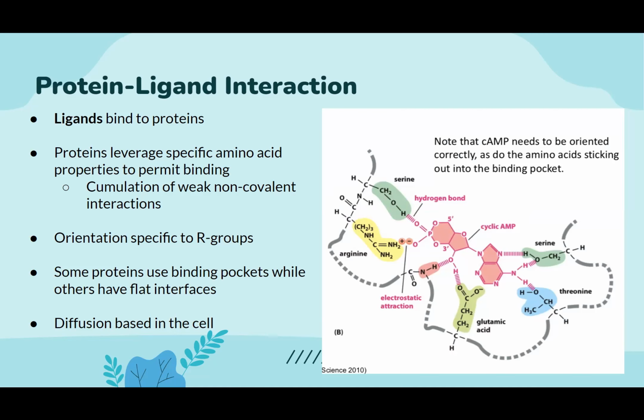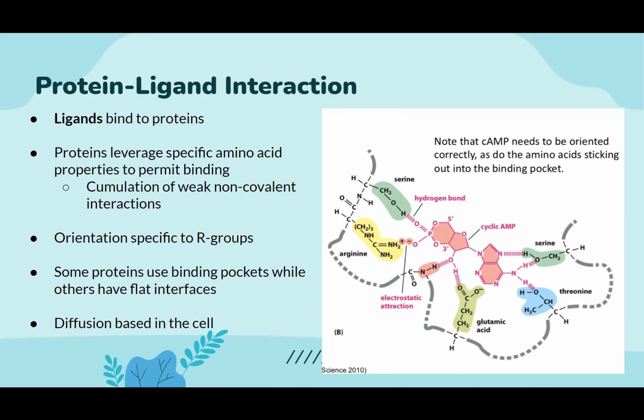And so how do proteins bind to ligands? Essentially, they leverage different amino acid properties to form weak non-covalent interactions. And it's really the accumulation of many, many interactions that allow for binding to occur. If you look at the graphic on the right, you'll see something like serine. Serine is polar, right? So it can form hydrogen bonds with the ligand, or something like alanine is non-polar.